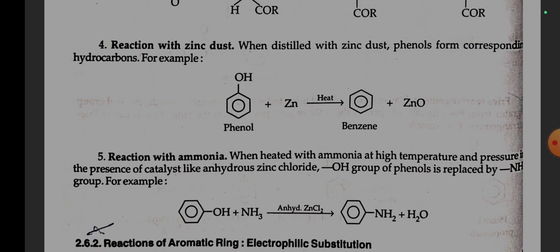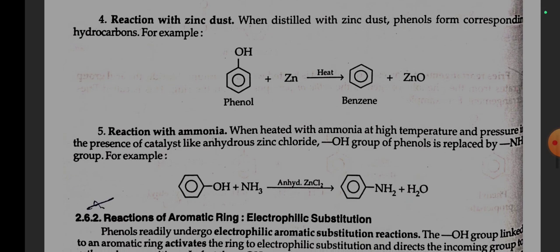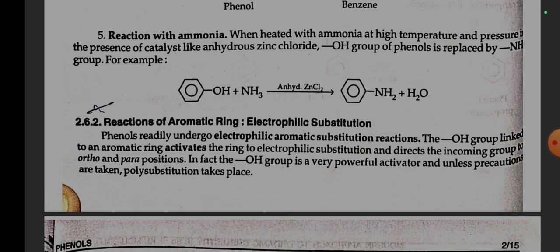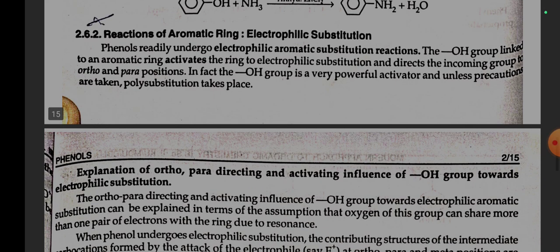Number 4. Reaction with zinc dust. When distilled with zinc dust, phenols form the corresponding hydrocarbons. For example, phenol plus zinc on heating gives benzene plus ZnO. Number 5. Reaction with ammonia. When heated with ammonia at high temperature and pressure in the presence of catalysts like anhydrous zinc chloride, the OH group of phenols is replaced by the NH2 group.